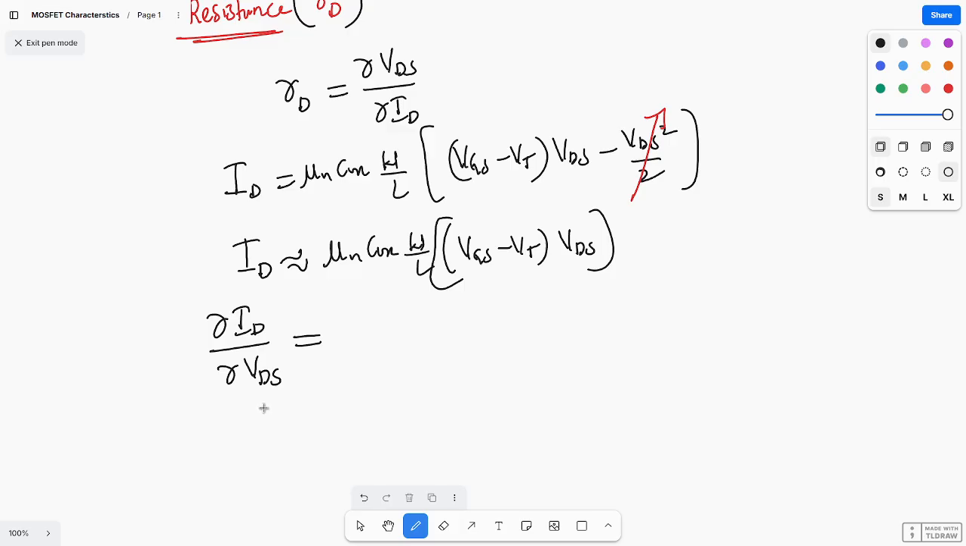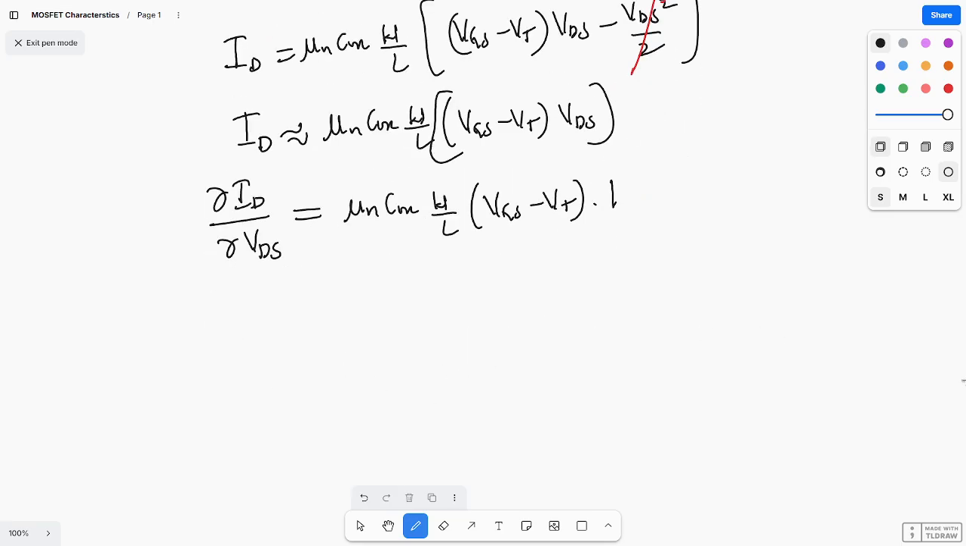So if two or more variables are there, the variable with which you are doing the partial differentiation is the variable, and the remaining are constants only. Here the constants are VGS and VT. So we get μn Cox W by L times (VGS minus VT) into 1, and into 1 means this value only.